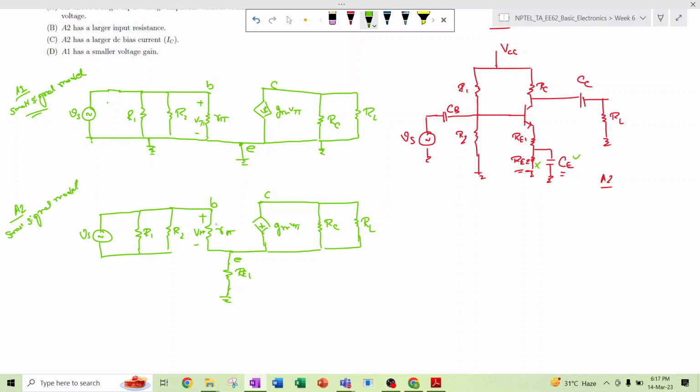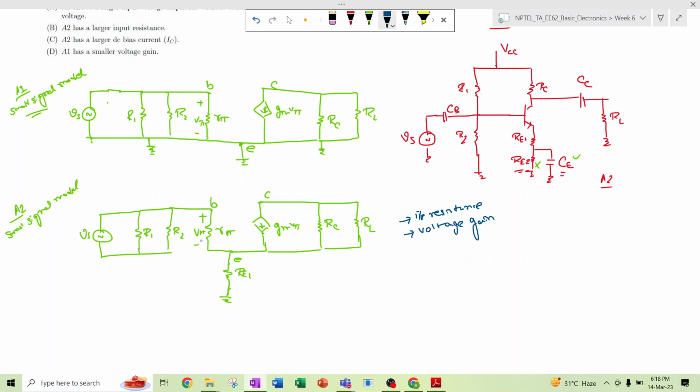Now how can we analyze this circuit? If we consider this circuit, we have to find two different things. One is the input resistance and the other is the small signal voltage gain, or simply the voltage gain.